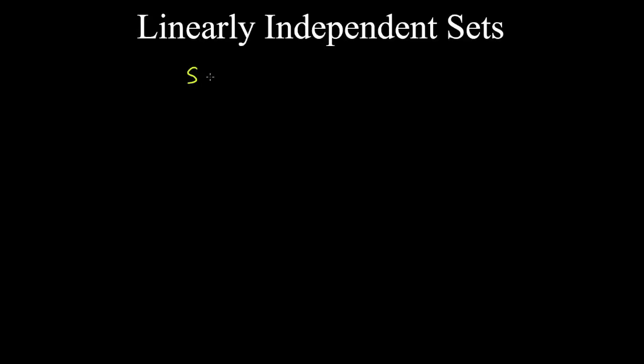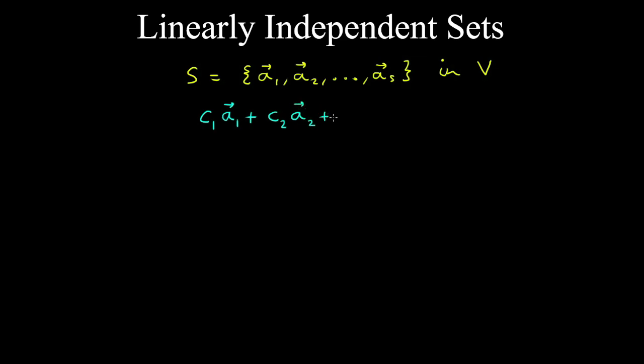Suppose we have a non-empty set of vectors, A1, A2, up to some vector AS, in a vector space V. Now if the following vector equation, being a linear combination of these vectors, C1A1 plus C2A2 and so on, up to CSAS, is equal to 0.